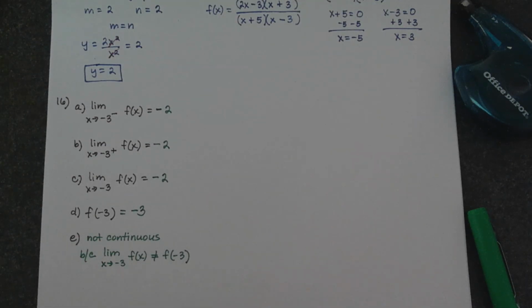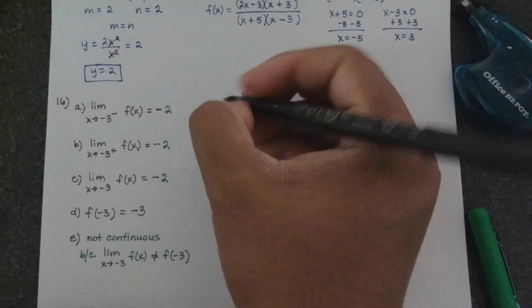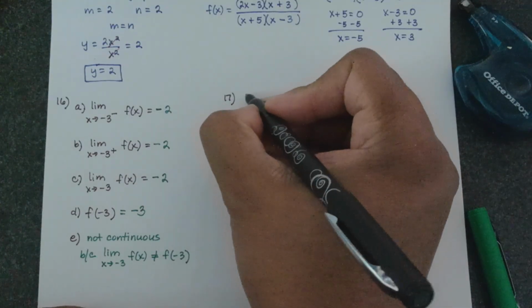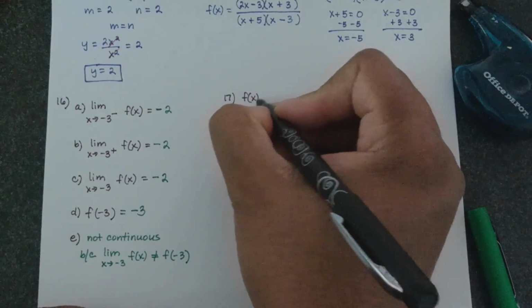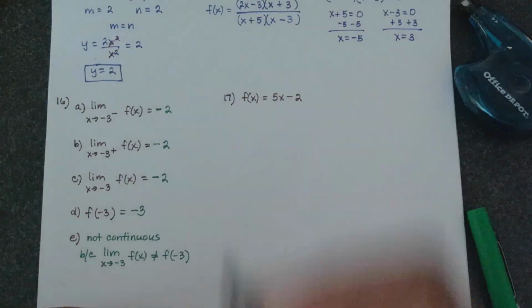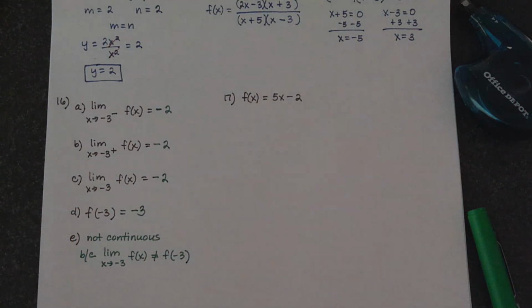Questions on problem number 16? Okay. Number 17 is this: f of x is equal to 5x minus 2. And we're to determine whether each function is continuous and use interval notation.